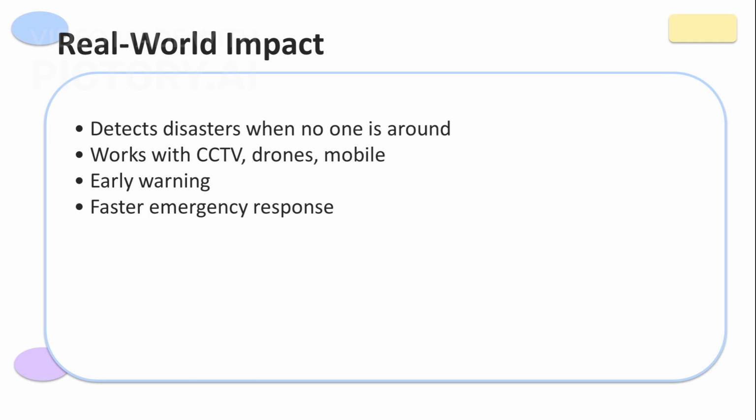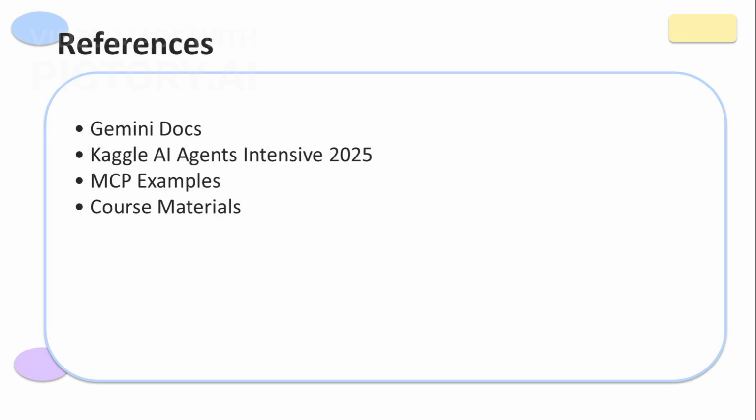maybe even save lives. These are the resources that helped shape the project: Gemini's official documentation, examples from the Kaggle AI Agents Intensive, and MCP tool demos. They guided the design decisions and the architecture of the whole system.